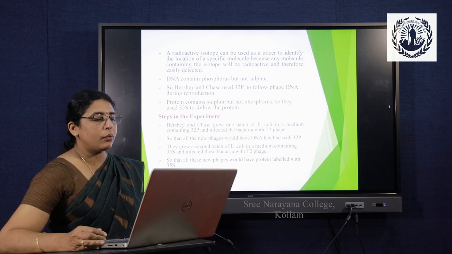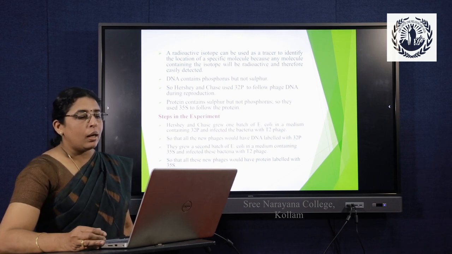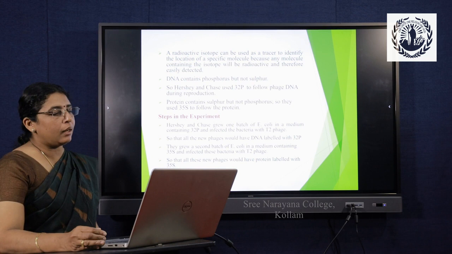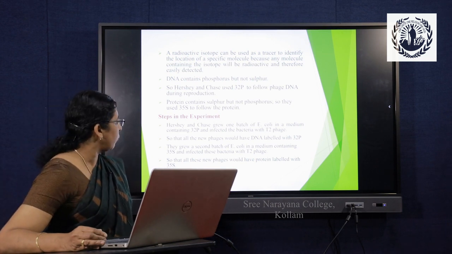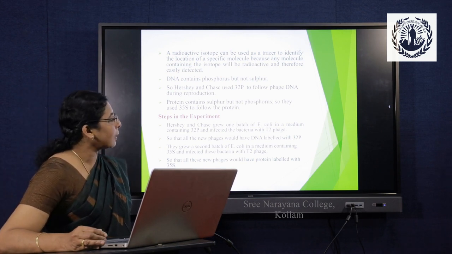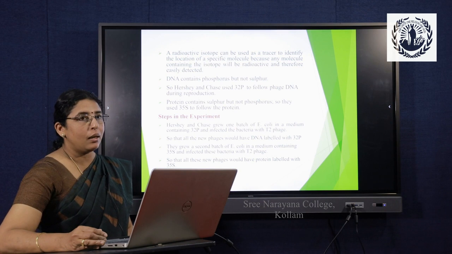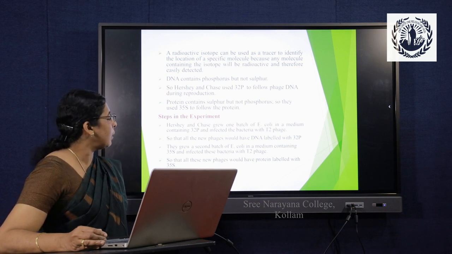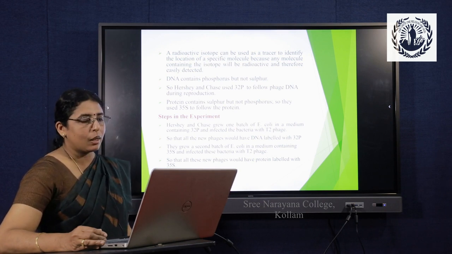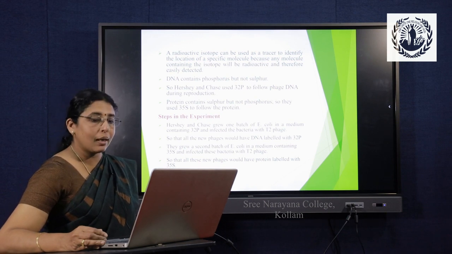In the second set of experiments, they grew a second batch of E. coli in a medium containing S35 and infected these bacteria with the T2 phage. So all the new phages emerging from the bacterial cell have protein labeled with S35, because they are cultured in medium containing S35.